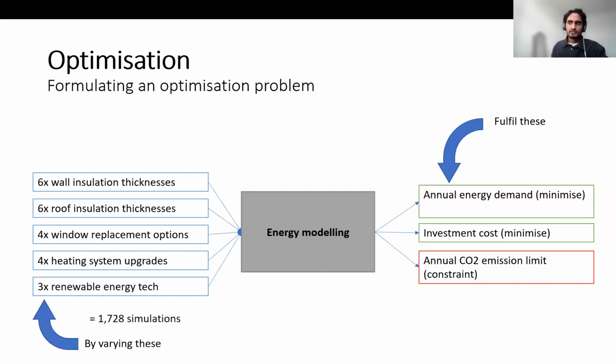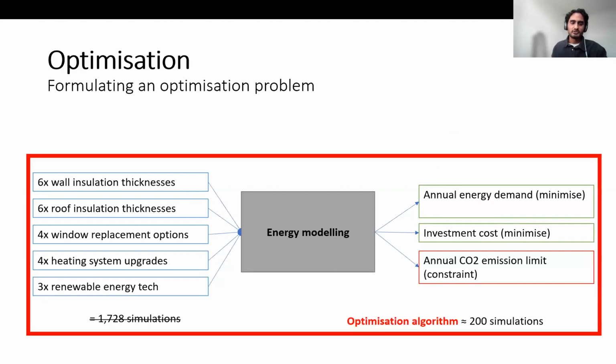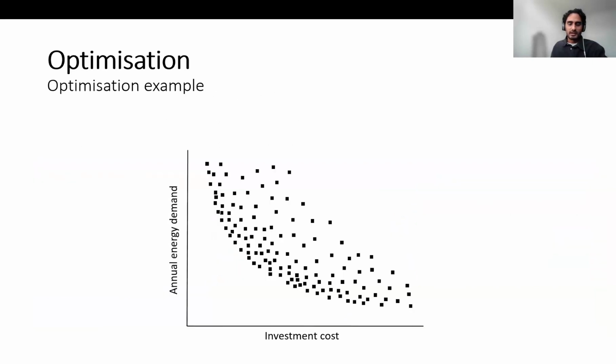A simple way to do this would be to just simulate every permutation. However, this would result in almost 2,000 simulations. And what we normally do in optimization is apply an algorithm. Applying an optimization algorithm allows us to look for optimal solutions without simulating the entire search space. So in this simple example, we could probably get away with 200 simulations or so. And the results from an optimization like this may look something like this.